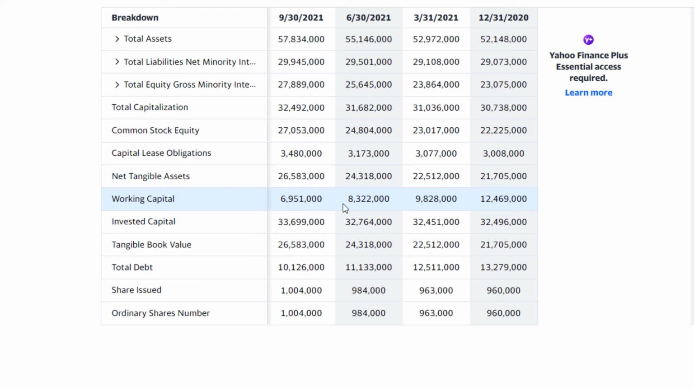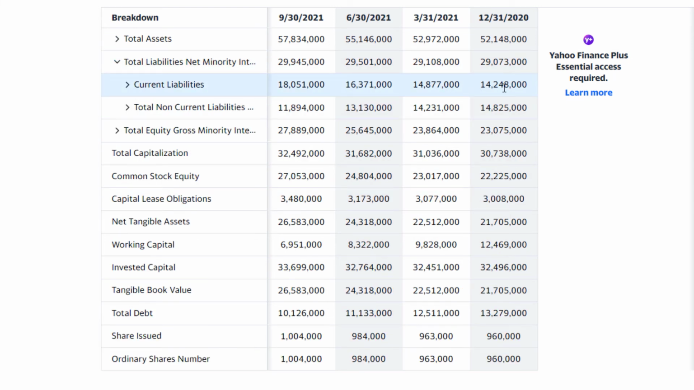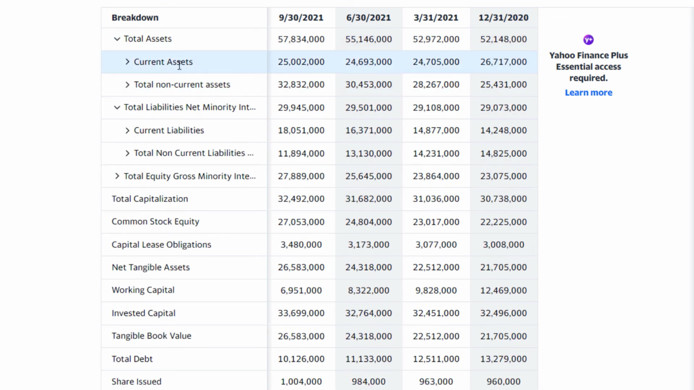So we can see our current liabilities, let's go back to that, have been going up. See how the current liabilities have been going up. So because our current liabilities have been going up and our current assets have stayed the same or gone down a little bit, if we look at our working capital, we can see that reflected, going down from 12.4 billion to 6.9 billion. We'll call it maybe 7 billion.